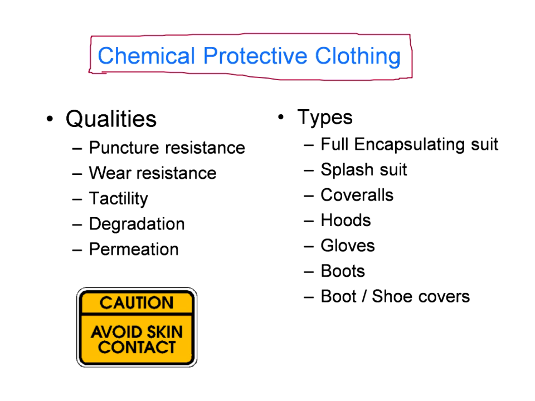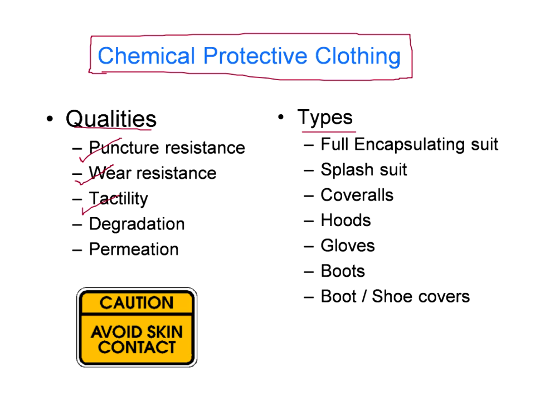And chemical protective clothing. These are what people use for firefighting and all these things. What are the different types of qualities? What are the different types of protective clothes used? See, puncture resistant. The cloth will not.